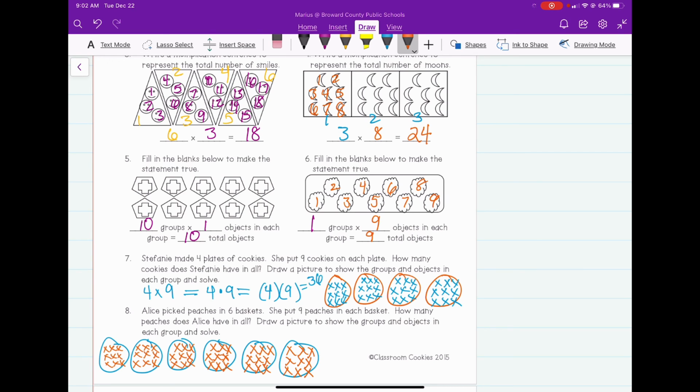All right. Now we have 6 baskets, 9 peaches in each basket, which represents 6 times 9. And when you add it all up, or count them all up, that equals 54. So she had a total of 54 peaches in all. All right, and that will conclude another mini lesson on multiplication and equal groups.